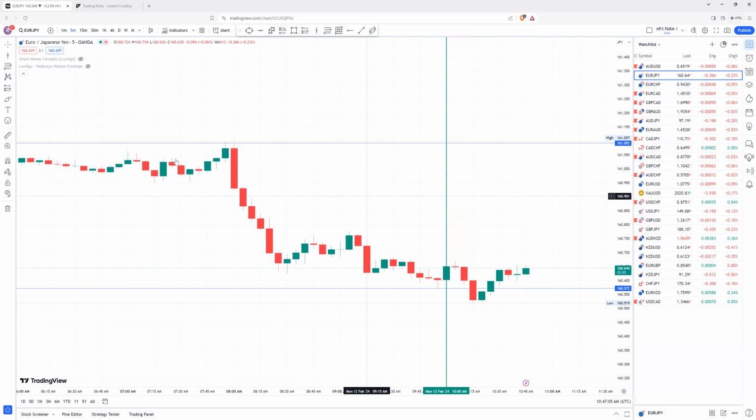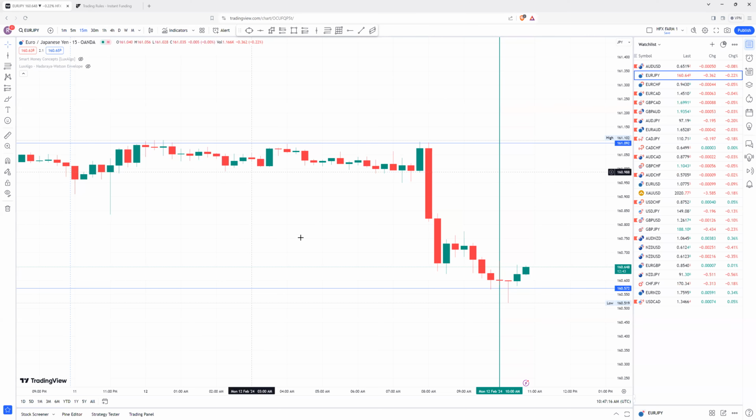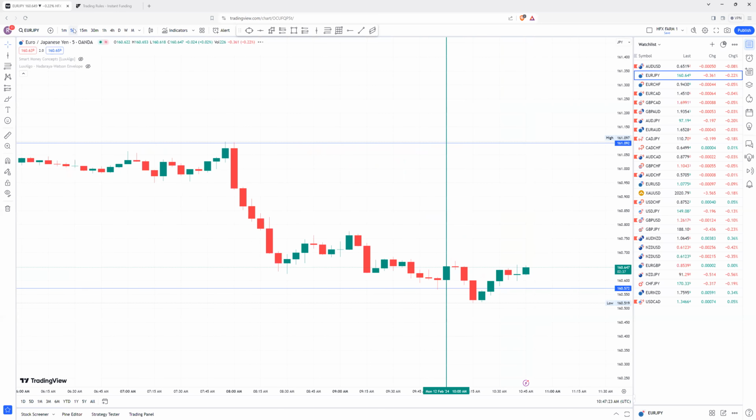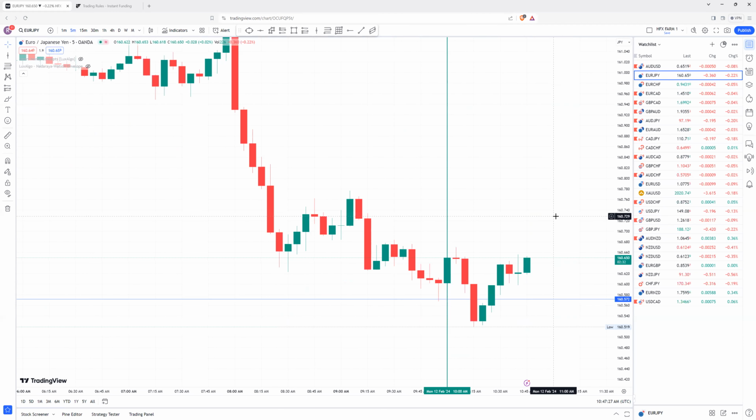You either use 15 minutes or you use 5 minutes, because your expiration time is 15 minutes. With 5 minutes it's the 3 candle rule. With 15 minutes it's 1 candle, just a single candle. So you either use 15 minutes or 5 minutes to make your triggering of the trade.